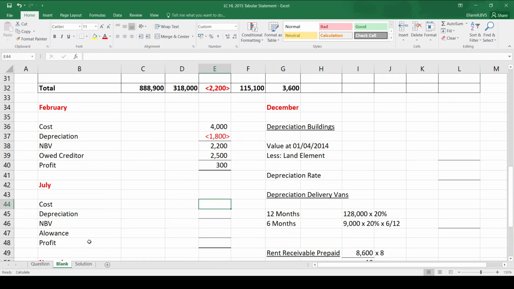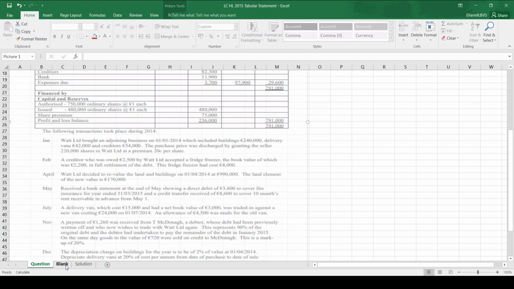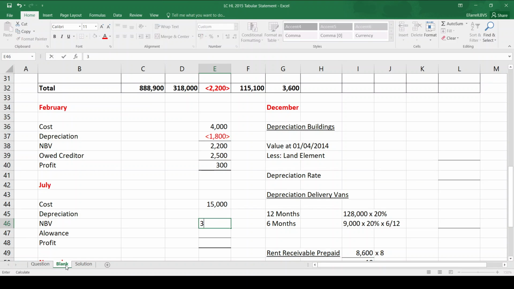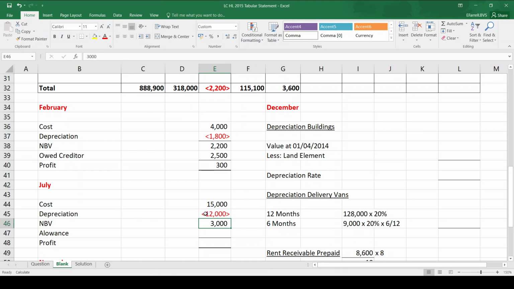So the cost of the van that we disposed of was 15,000. Now it says again it is at a book value of 3,000. So if the book value is 3,000, it means the depreciation must have been 12,000. We got an allowance of 4,500, so we thought it was worth 3,000. The net book value was 3,000. We got an allowance of 4,500, which means we made a profit of the difference, which is €1,500. If the allowance was less than the book value, we would have made a loss.